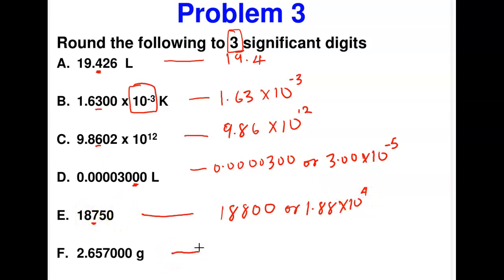And the final one here, we're going to want to drop these. We're going to drop from here. And since this is up to 5, we're going to increase this one to 2.66. So that is the solution to that page.